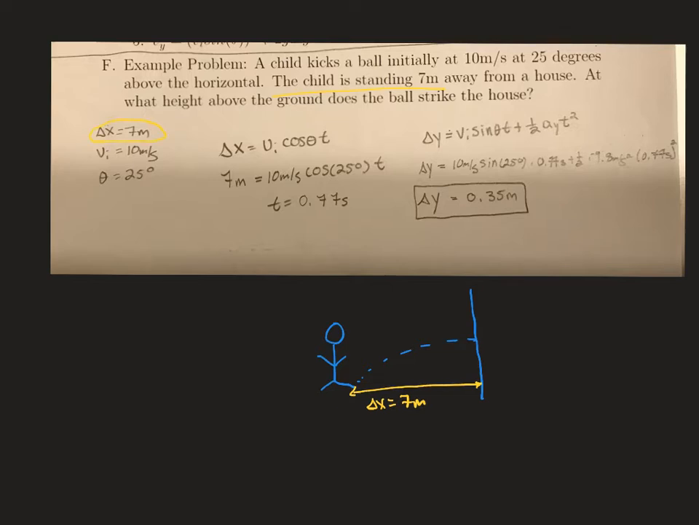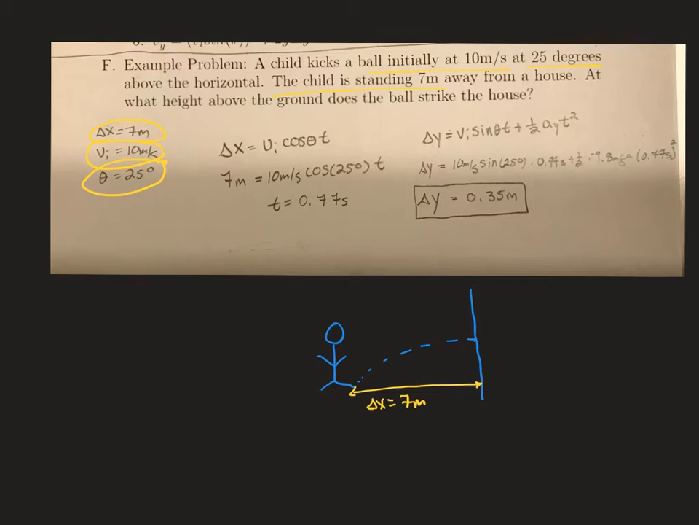We also know the initial velocity, and we know the angle above the horizontal, so 25 degrees. And remember, just because it hits the house, we exit the problem just before it hits the house, so the velocity final is not 0.